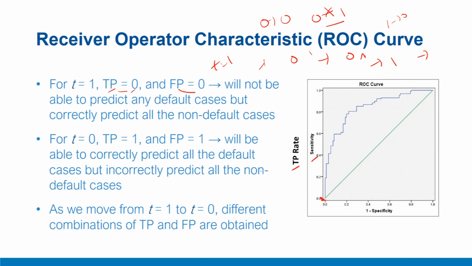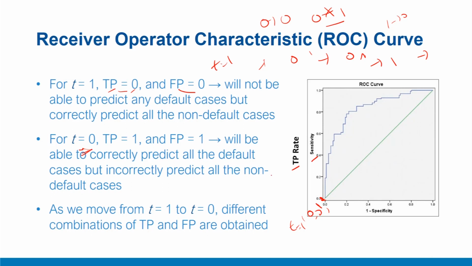So for t equal to 1, irrespective of the logit regression or any classification algorithm model, its coordinate will be 0, 0. This is irrespective of the model; it will always be 0, 0 here. Now think of another extreme case where t equal to 0.